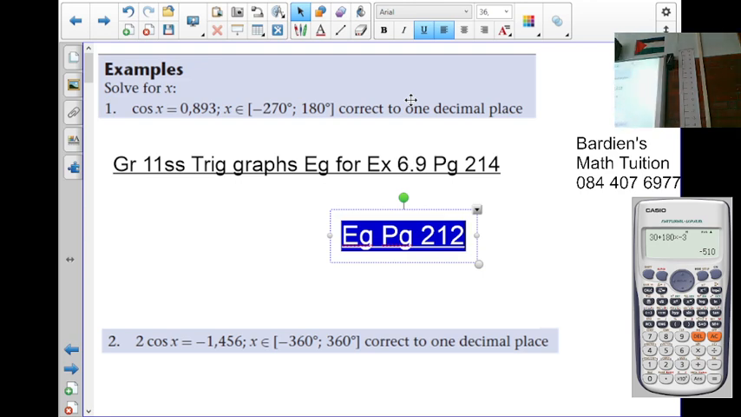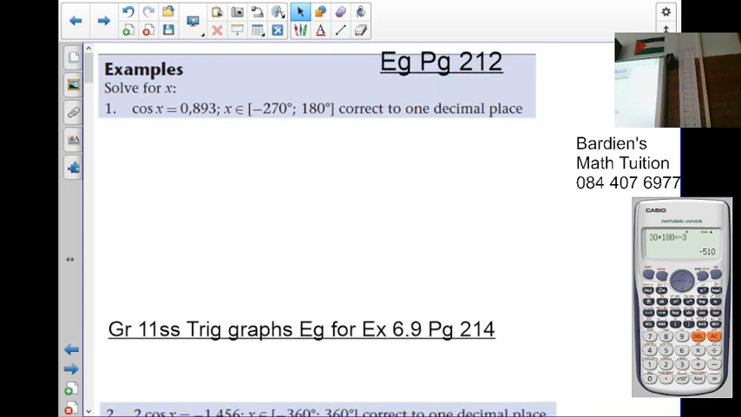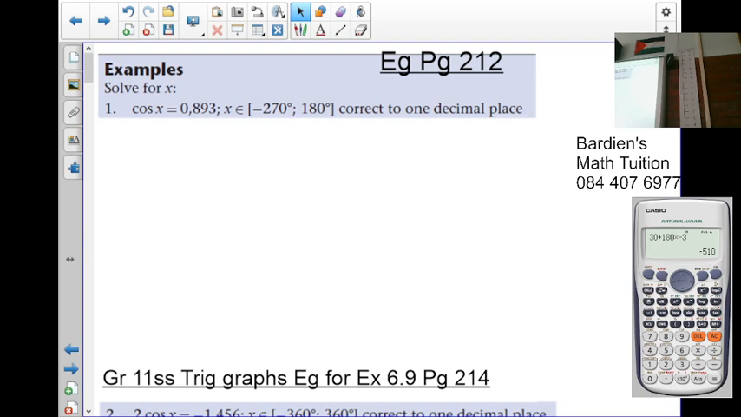Okay, people, so let's look at this one quickly. The second example of this exercise, exercise 6.9 on page 212. You are told that cos of x is equal to 0,893, for x is an element of negative 270 to 180. Again, we don't have to do the general solution. Okay, so I'm going to do it anyway. So do we have cos on its own? Yes. So we have cos on its own.